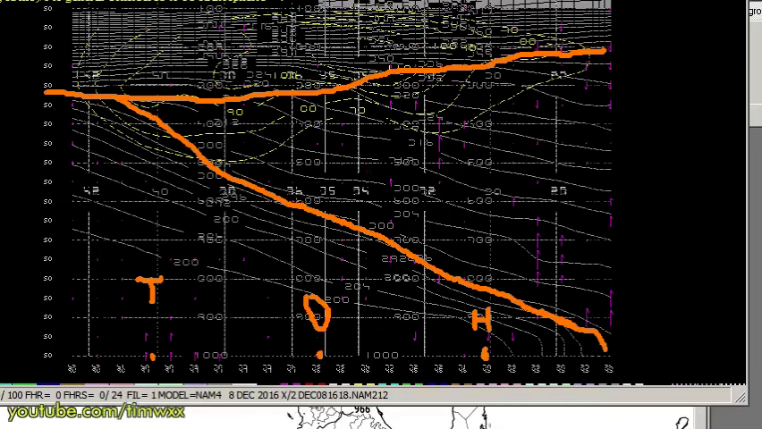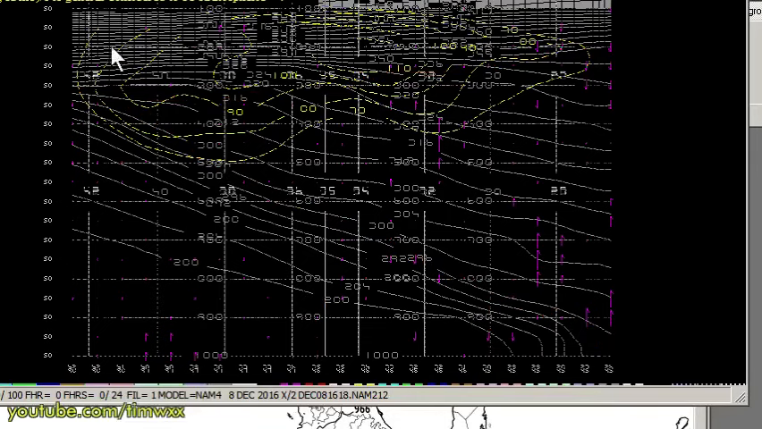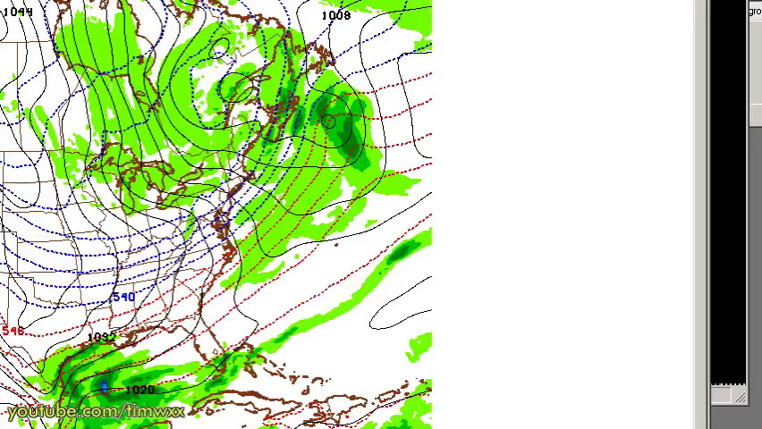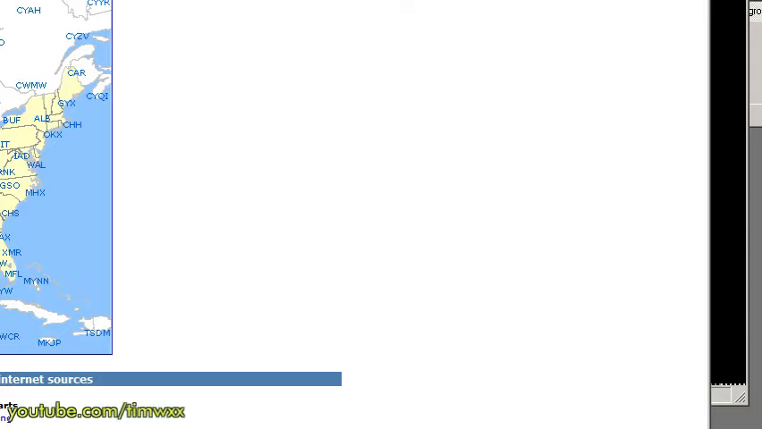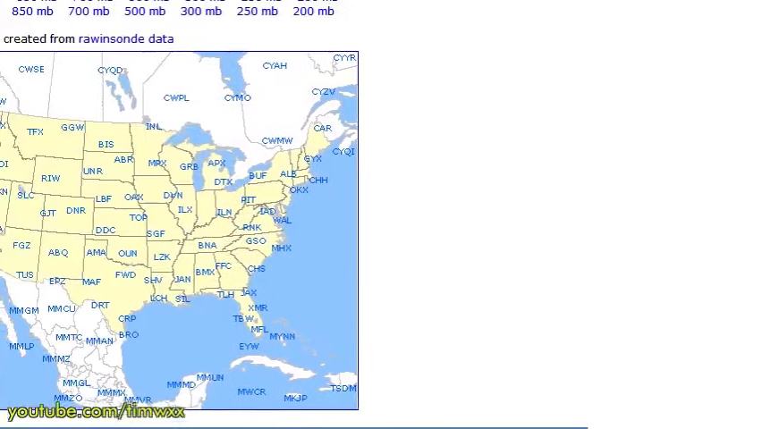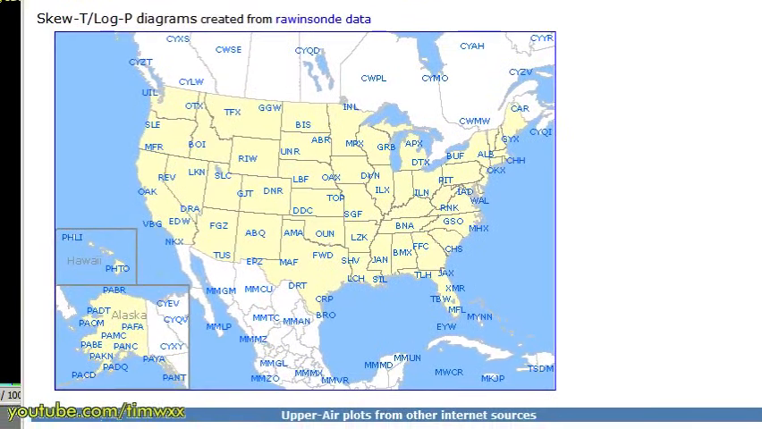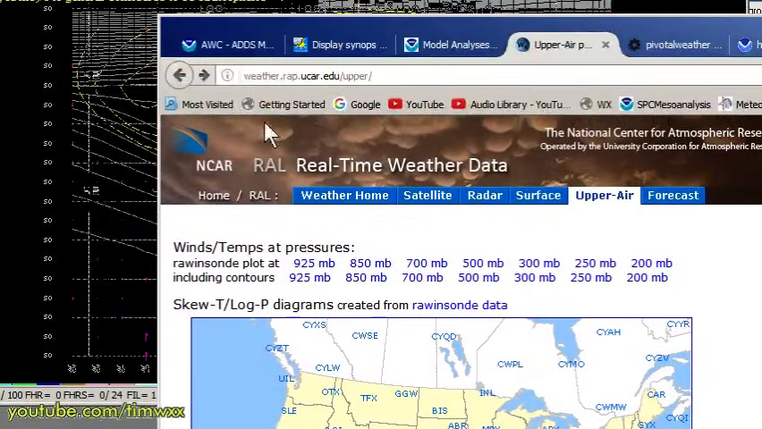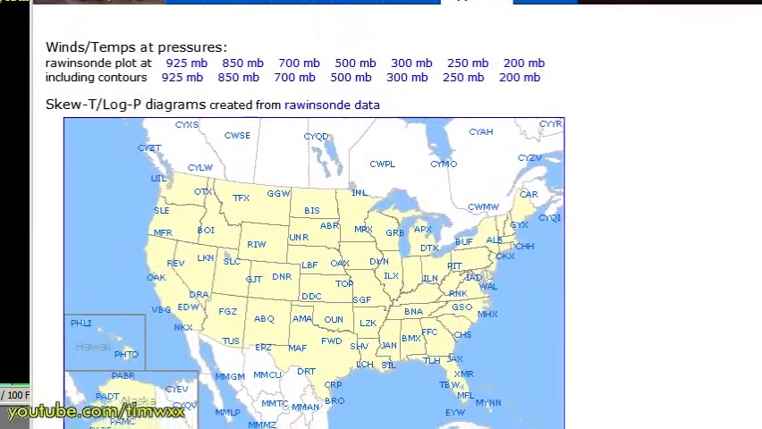Now, this is kind of important because when we are looking at the soundings, we like to kind of find these features on those charts. So let's do that real quick. I'm going to pull up the Fort Worth sounding. I'm going to use the UCAR website. They've got a pretty neat sounding page. That's going to be at weather.rap.ucar.edu/upper.